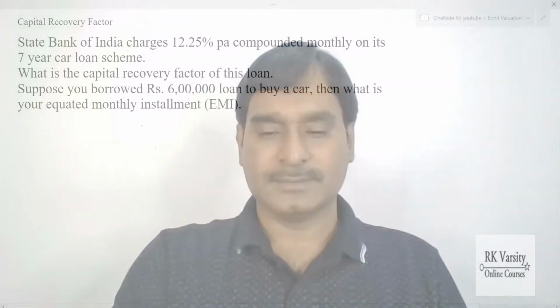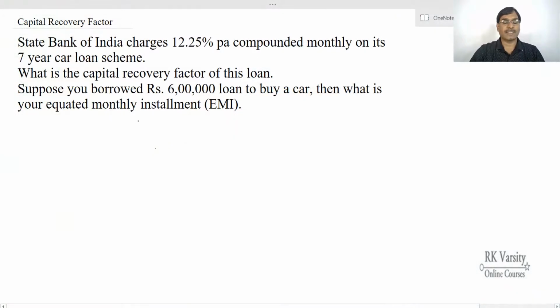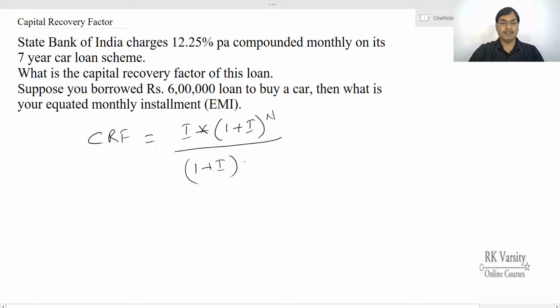Now I'll explain how to calculate capital recovery factor. First, I'll write the formula for capital recovery factor. So your capital recovery factor equals i times (1 plus i) raised to the power of n upon (1 plus i) raised to the power of n minus 1. So here i is the interest rate, and n is the duration or time period.